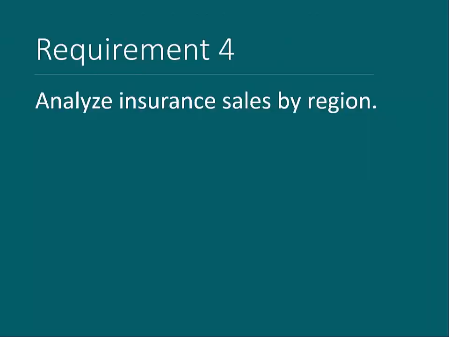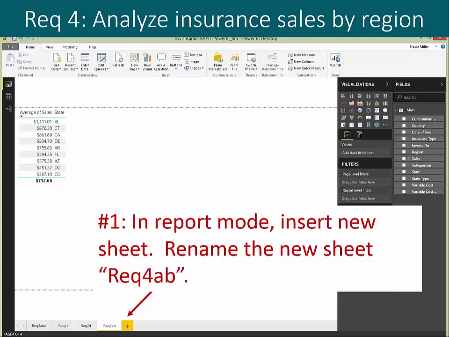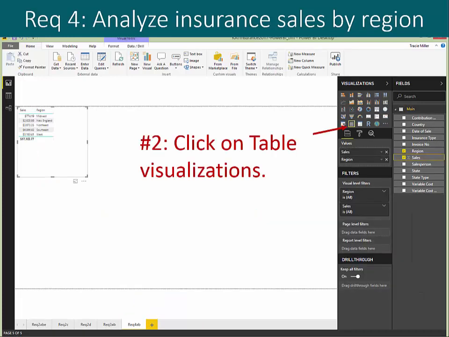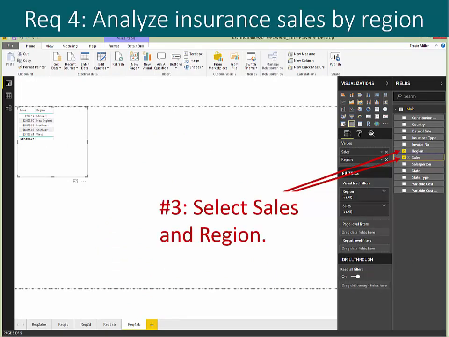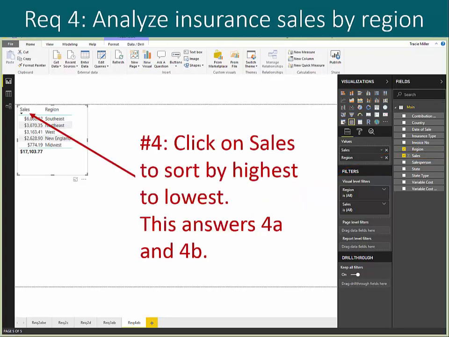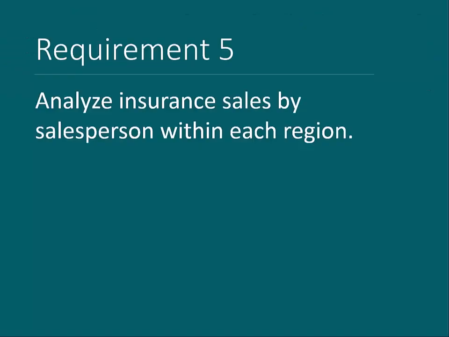Next up, we will be analyzing insurance sales by region. In report mode, insert a new sheet. Rename the new sheet requirement 4AB. Click on the table visualization. Select Sales and Region. Click on the sales to sort from highest to lowest. This answers requirement 4A and 4B.